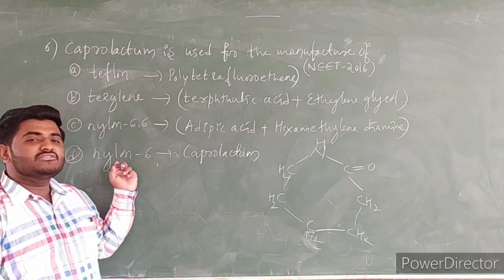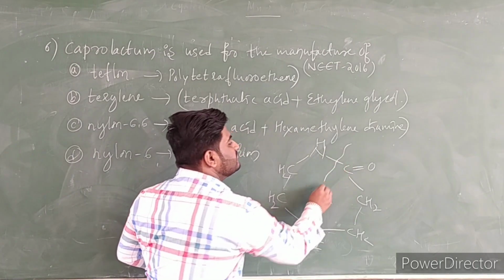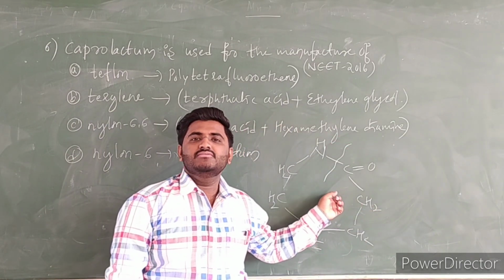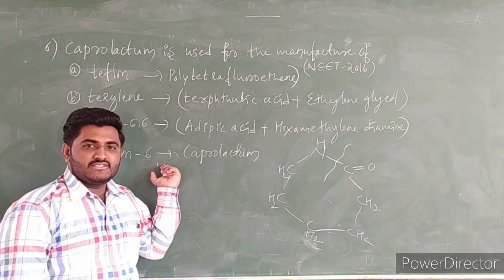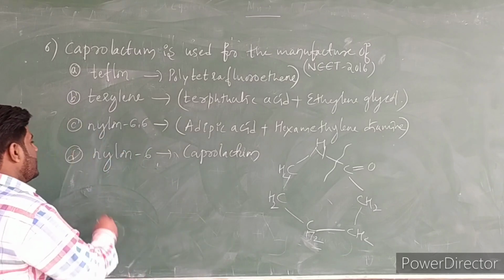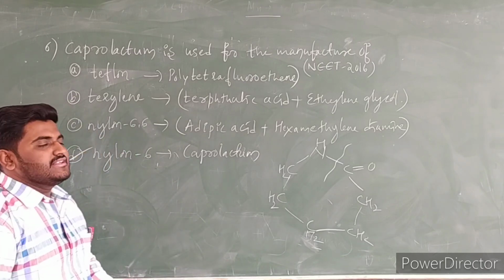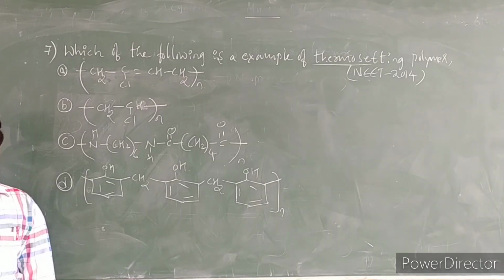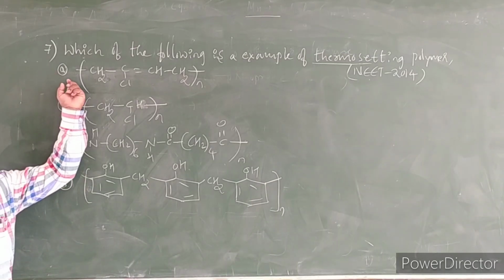How this nylon 6 is prepared? Just break this bond. Just you are getting the straight chain polymer of caprolactam is called nylon 6. Hence, option D is the correct answer. This question was asked in 2016. Just note down guys. See guys, question number 7.